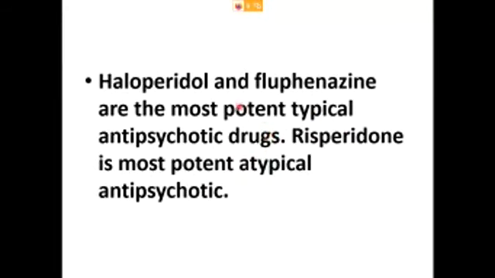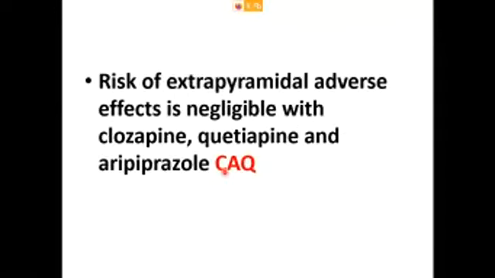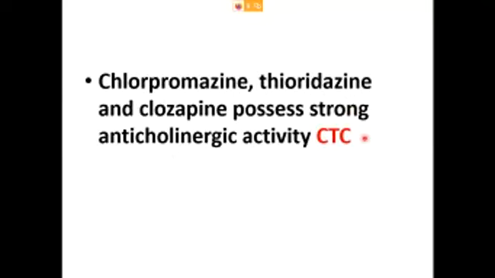And if you talk about haloperidol and fluphenazine, they are the most potent typical antipsychotics, and risperidone is the most potent atypical antipsychotic. And risk of extrapyramidal symptoms is negligible with clozapine, aripiprazole, quetiapine, because they have very little activity on the dopamine receptors. Clozapine, quetiapine, and aripiprazole. So CTC has more anticholinergic activity: chlorpromazine, thioridazine, and clozapine.